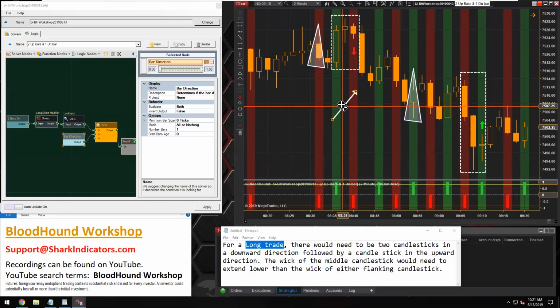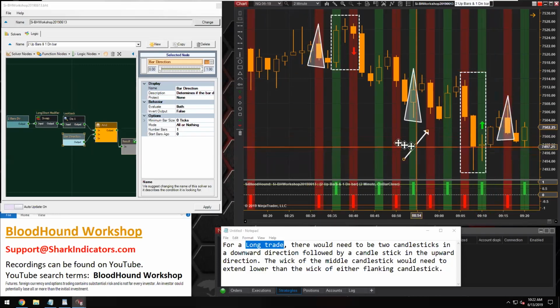It's actually interesting. We're getting a bunch of repeating patterns in this little section of my chart. Let's get rid of this one over here too. So there we go. There are a few signals here that we'll get rid of once we take a look at the wick conditions.